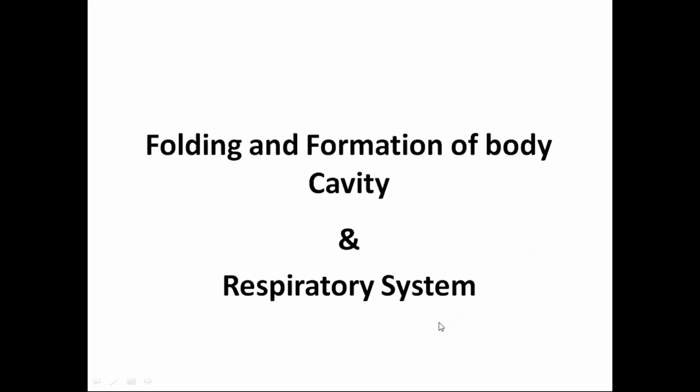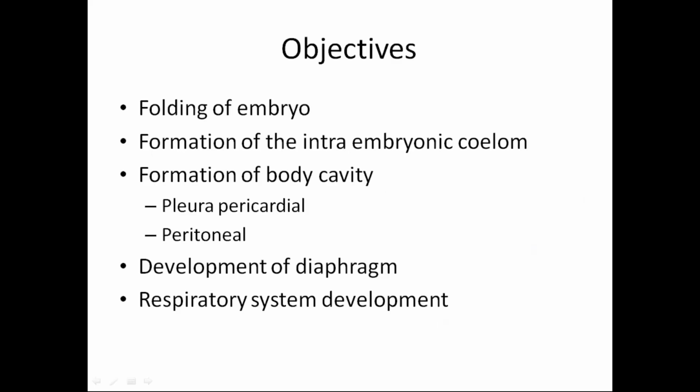Let's go on to the next slide. Today, as I told you, the objectives of the class would be folding of the embryo, formation of the intra-embryonic coelom, formation of the body cavities. From the primitive body cavity, we'll develop the pleural and the pericardial cavity in the thoracic region and the peritoneal cavity in the abdominal region.